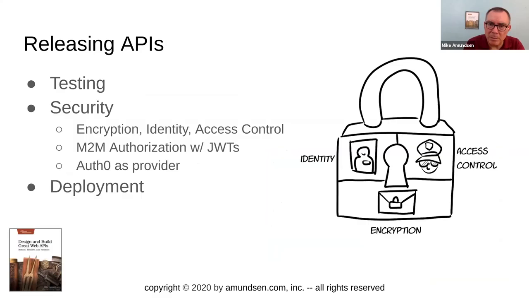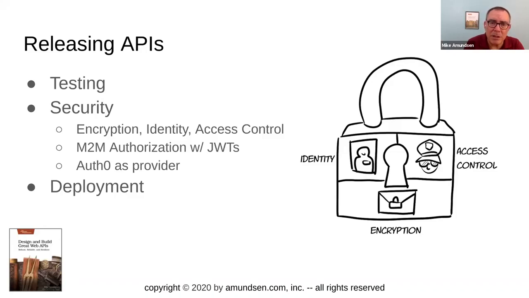So I want to talk just a little bit briefly about security. We won't have time to dig into it here. I want to make sure we have time for questions. But I focus on three things in the book. That's encryption, identity, and control. So encryption is basically HTTPS, TLS encryption. That's a foundation of things. Identity and access control I handle through OAuth and JSON Web Tokens.